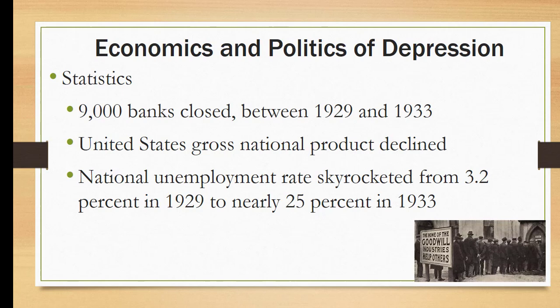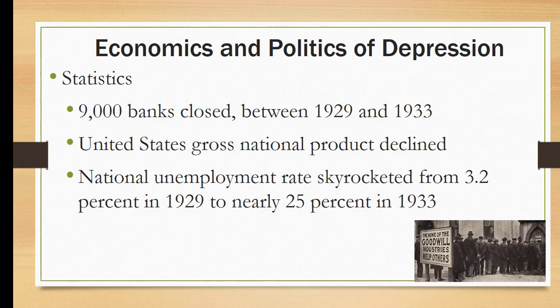9,000. The United States' gross national product is going to decline significantly, and our unemployment rate is going to skyrocket from 3.2% in 1929 to nearly 25% in 1933. And there will be pockets of unemployment across the country where these numbers will be far higher.